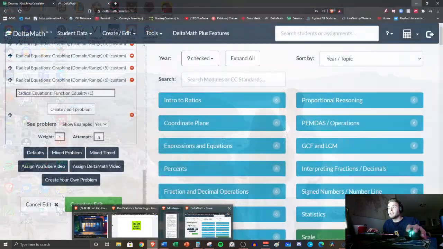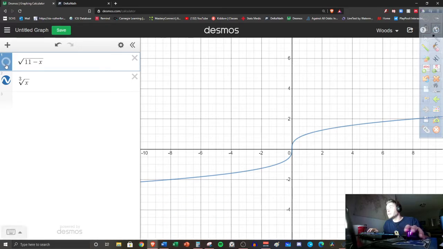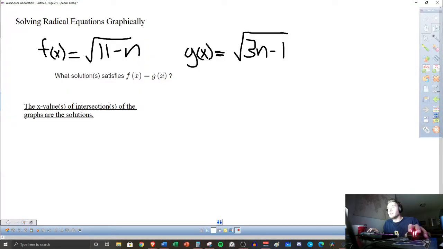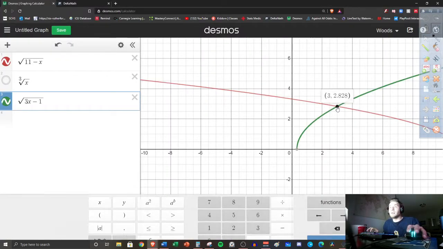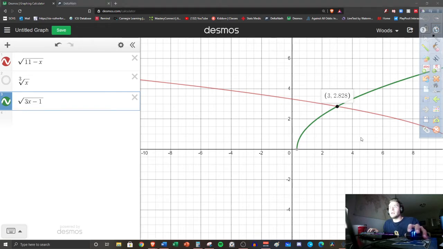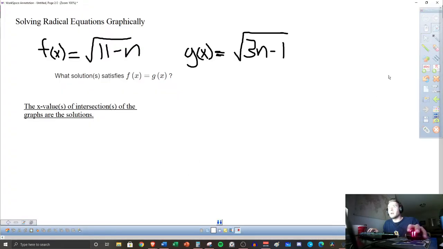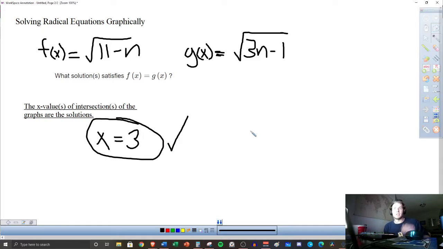Let's see this on Desmos, which again is not allowable on a test. So I want 11 minus x. Let's graph another one here. What was the second one? 3x minus 1. So let's pull that up. We can just click there. Okay, the solution is 3. So where they intersect is where our answer is. So we're going to say x equals 3, and we are done. We got it correct. Do we need to check the solution? No, we don't need to check the solution at all.